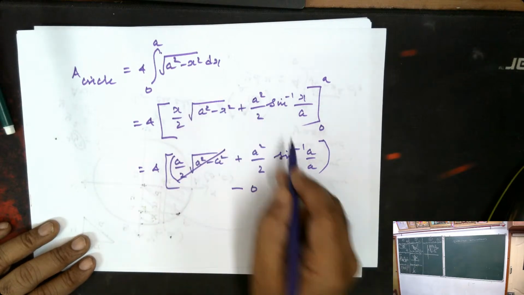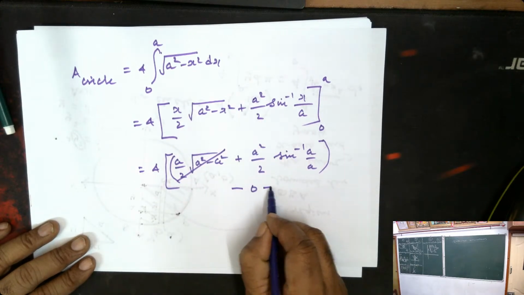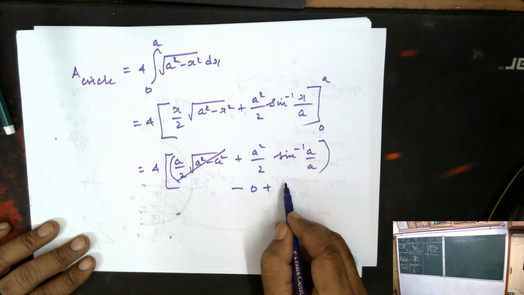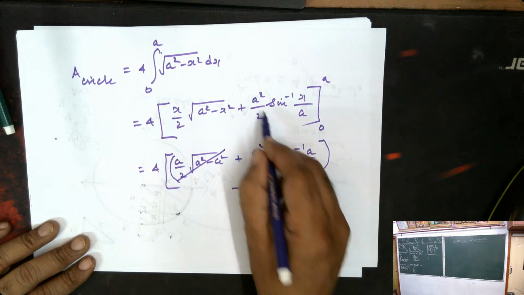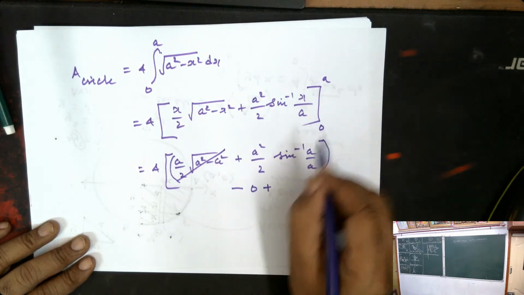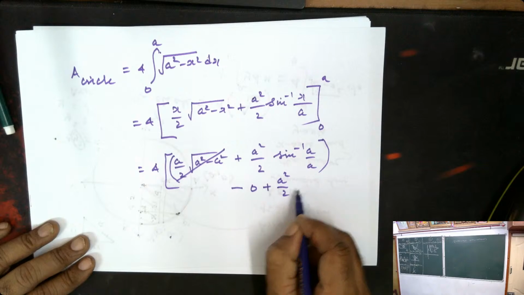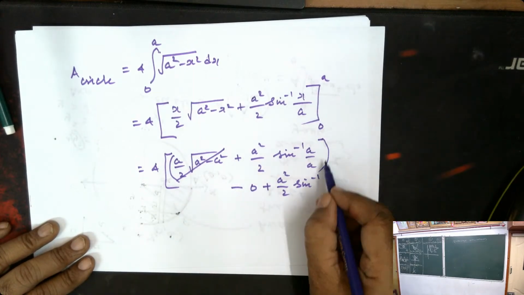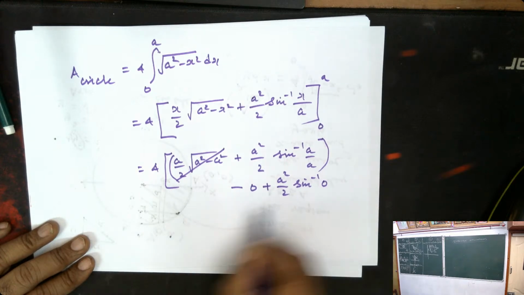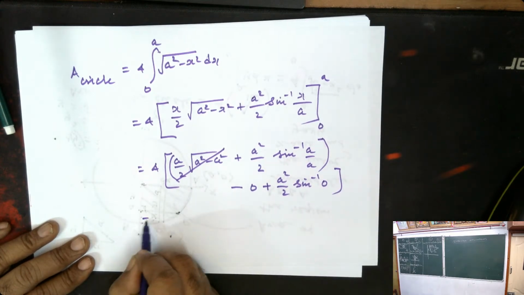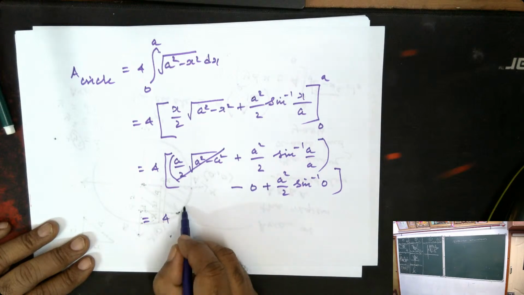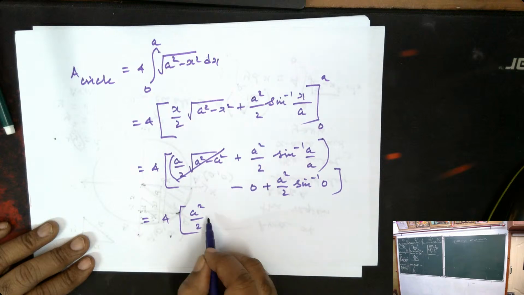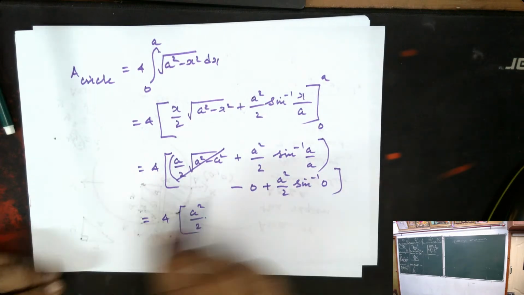So this term becomes 0 plus a by 2, sorry, I must replace by x. Replace the x. So a squared divided by 2 sine inverse of x is equal to 0, since 0 by a is equal to 0. So put 0. Close the bracket. So that is equal to 4 into, now you have a squared by 2 into sine inverse of 1.